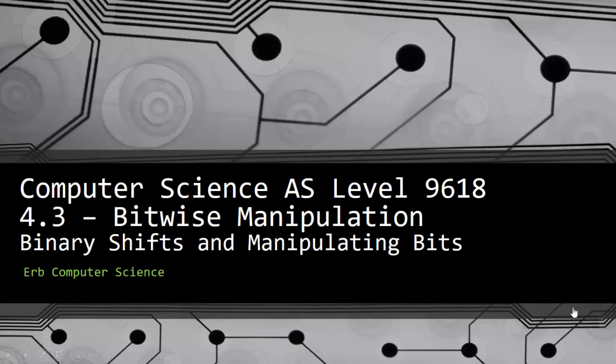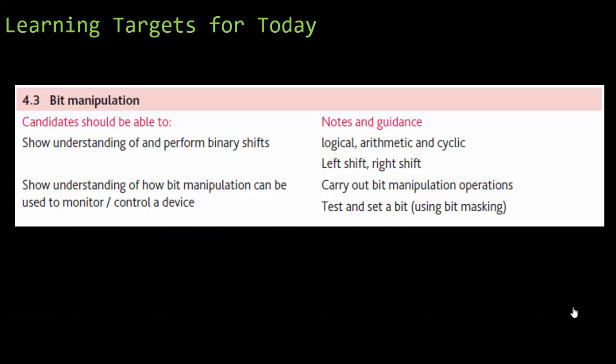In this video for Computer Science AS Level 9618, we're going to be taking a look at bitwise manipulation, specifically binary shifts and manipulating bits. Let's take a look at the learning targets. They want us to be able to show an understanding of and be able to perform binary shifts. We'll be doing that today, and those shifts include logical, arithmetic, cyclic, left and right shifts, and to show an understanding of how bit manipulation can be used to monitor or control a device.